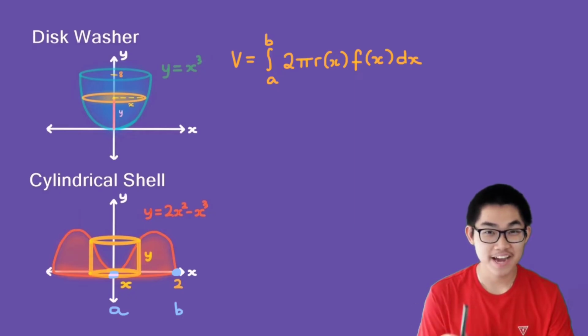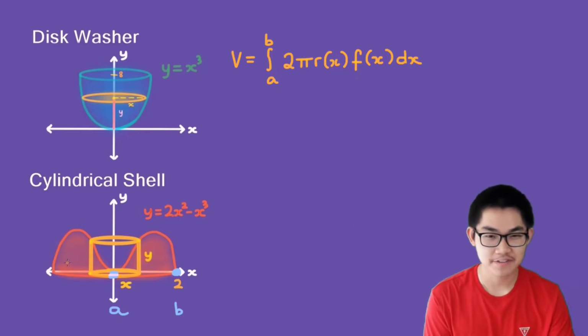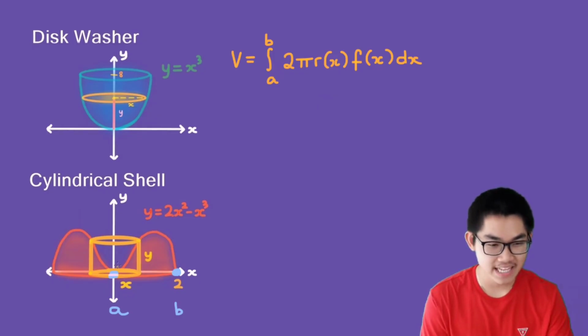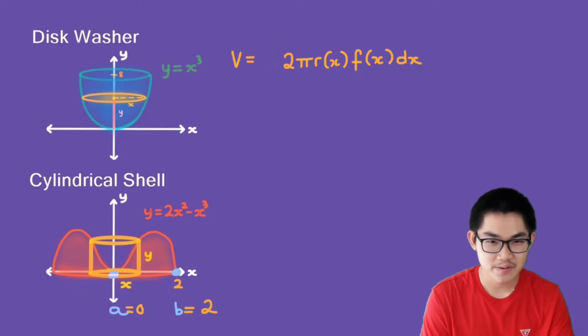Now, let's find the volume of this shape using the formula. So step number 1 is to find a and b. So a is at the center, and therefore a is equal to 0, and b is right here, so b is equal to 2. So the integral goes from 0 to 2.